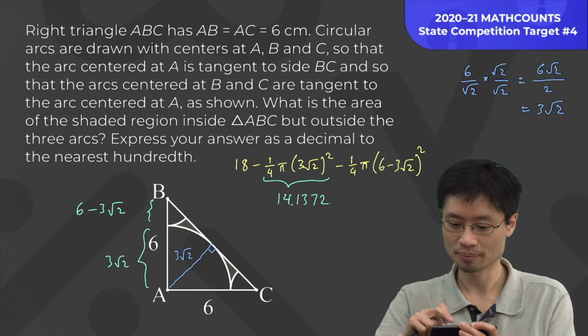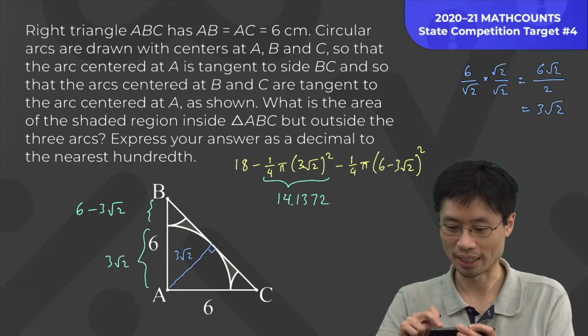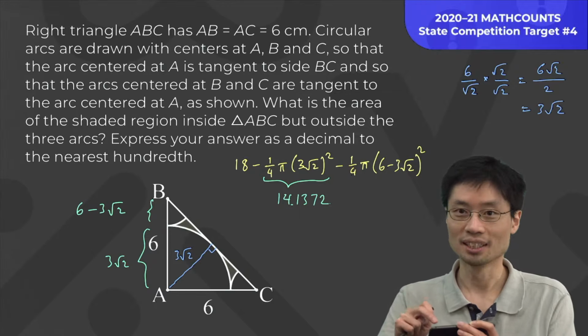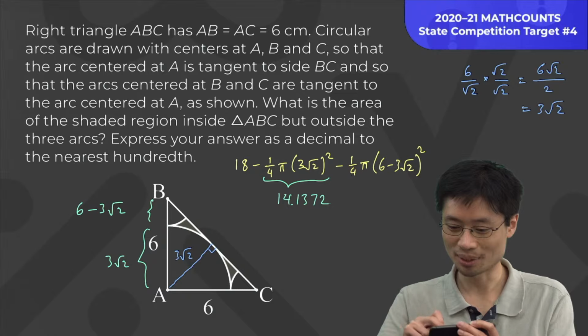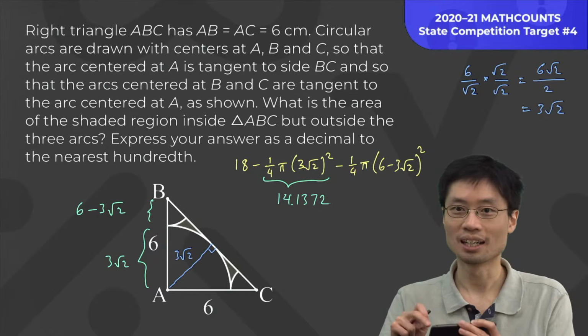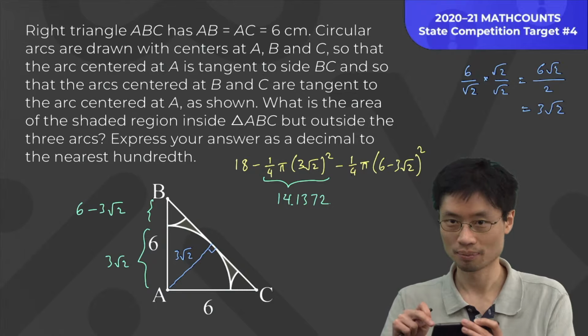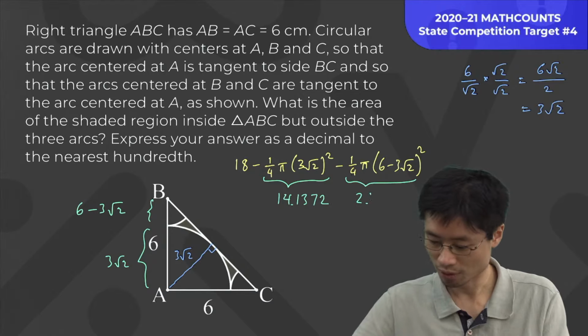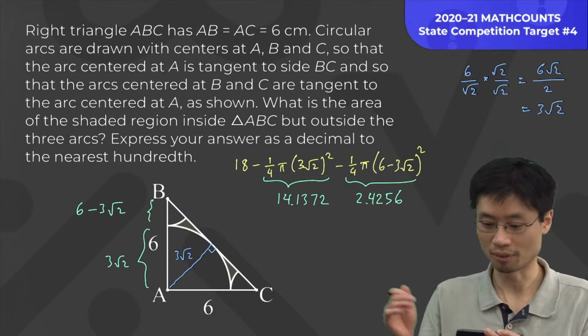As for the other piece, it's pi divided by 4 times, open parentheses, 6 minus. Now I've learned my lesson. I do 3 times 2, but then I hit the square root button. Okay, great, close parentheses, and then you square the whole thing. Bam! And what's that equal to? That's equal to, this puts it down to be 2.4256. And that also looks believable, okay?